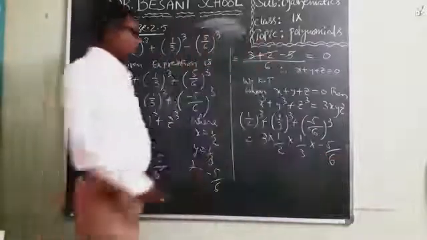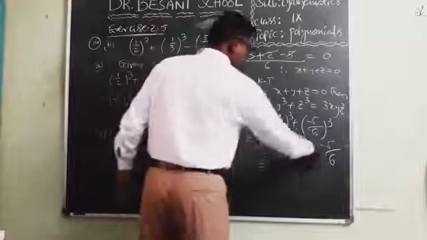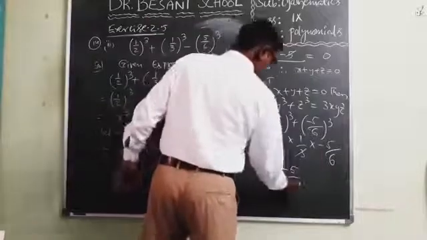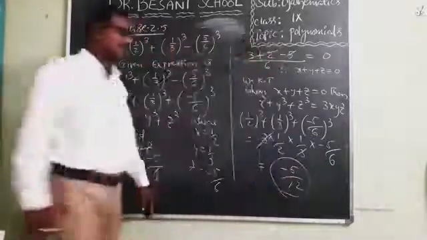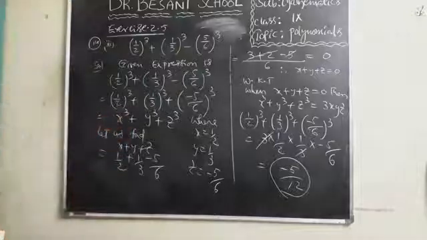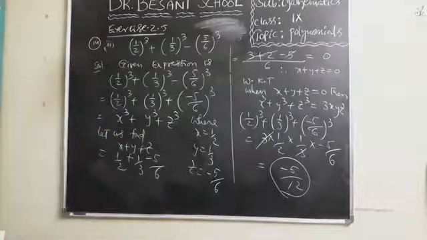Okay children, now observe, this 3 and this 3 cancel. It is −5/(2×6), which is −5/12. So what we got as the final answer? Minus 5 by 12. So did you understand children? Yes. I hope that you have understood this problem.